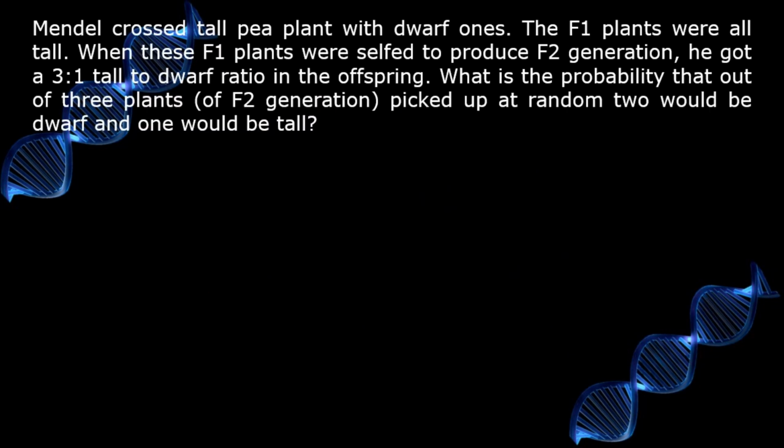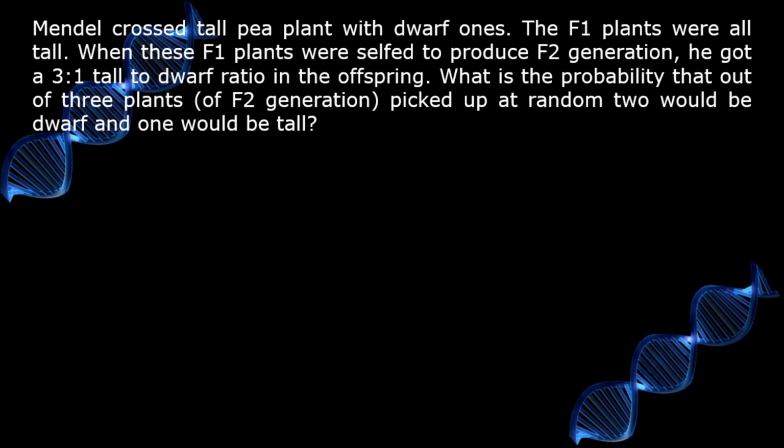Now we can check a larger question which may be coming in competitive examinations like CSIR NET. Mendel crossed a tall pea plant with a dwarf one. The F1 plants were all tall. When these F1 plants were selfed to produce the F2 generation, he got a 3:1 tall to dwarf ratio in the offspring. What is the probability that out of 3 plants of the F2 generation picked up at random, 2 would be dwarf and 1 would be tall?